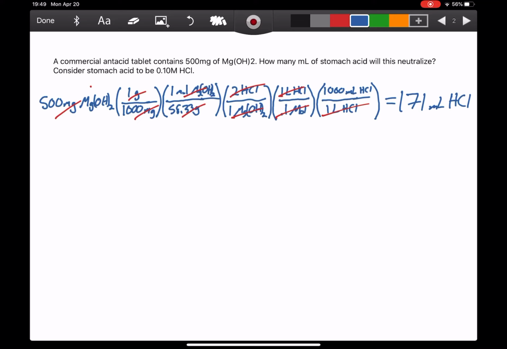As you can see here, solving with dimensional analysis allowed our problem to be much more organized, and we can see how our units cancel, and it's a lot harder to mess up when you're doing a problem this way versus the long way, even though they both work. So that is how we solve using dimensional analysis.